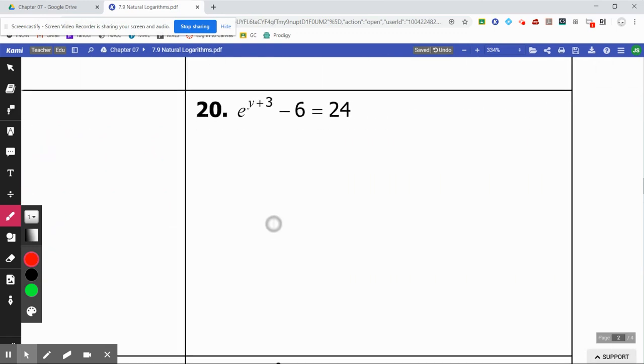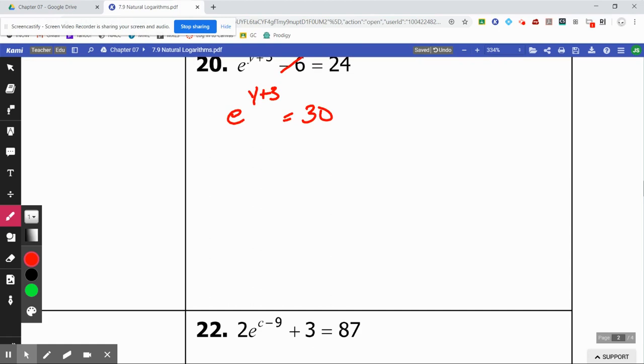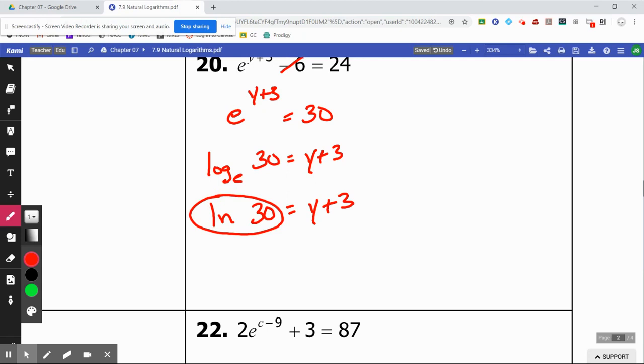Number 20. Step number 1, we always isolate our exponential by moving 6 here. That'd be e to the y plus 3 is equal to 30. We now change forms. We've isolated it. This is going to be the log base e of 30 is equal to y plus 3. Or instead of log base e, we can write that as the natural log of 30 is equal to y plus 3. And again, we can type this straight in our calculator, the natural log of 30.